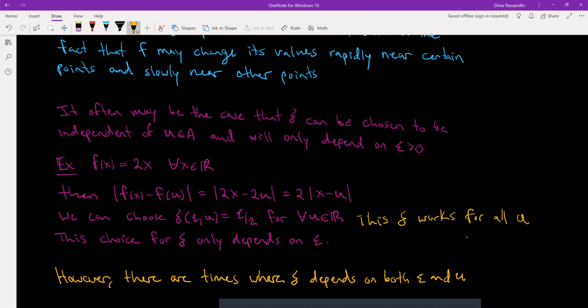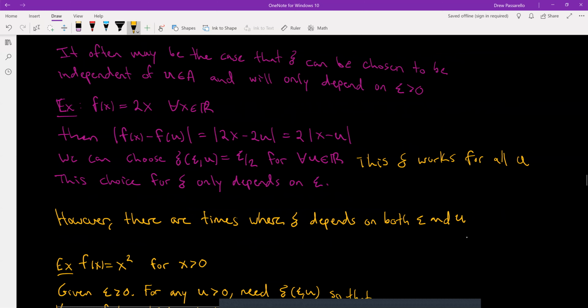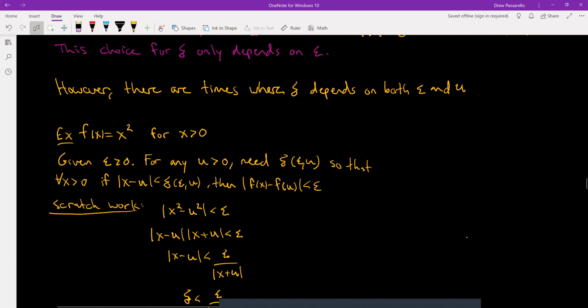However, there are going to be times where delta depends on both epsilon and u even if it's continuous. So for an example, if you had f of x equals x squared for x greater than 0, given epsilon, for any positive u we need a delta so that for all x greater than 0, if the absolute value of x minus u is less than delta, then the absolute value of f of x minus f of u is less than epsilon.